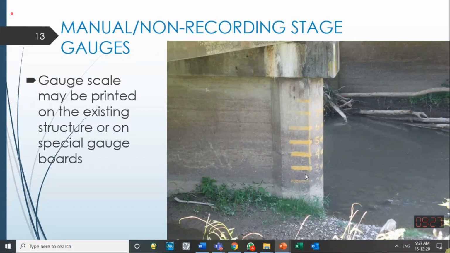This will work fine as long as the pillar is not settling, or if the bed of the channel does not have excessive sediment deposition or erosion. And these marks should be renewed every year, because with the passage of time they vanish, as they have faded away over here. So they need to be refreshed every year.